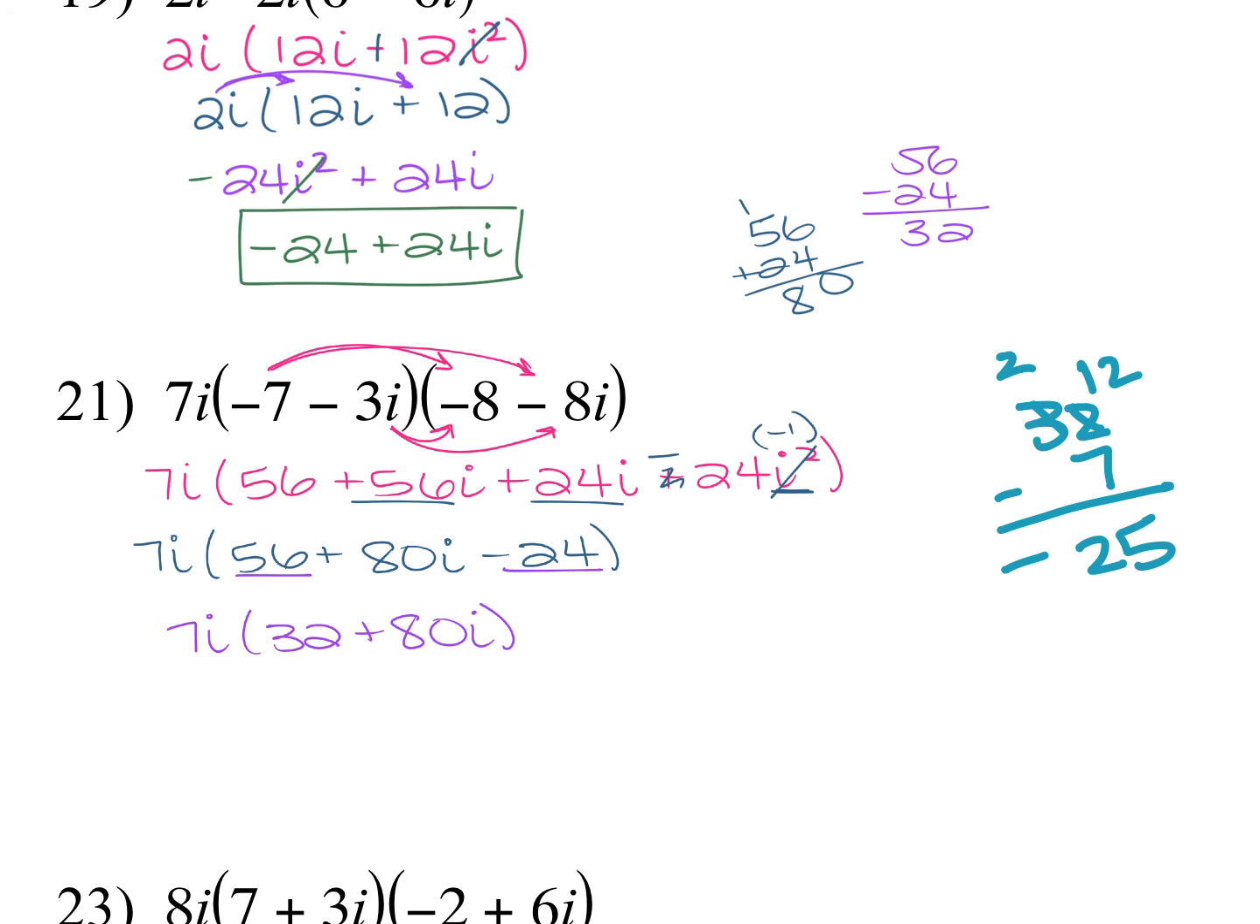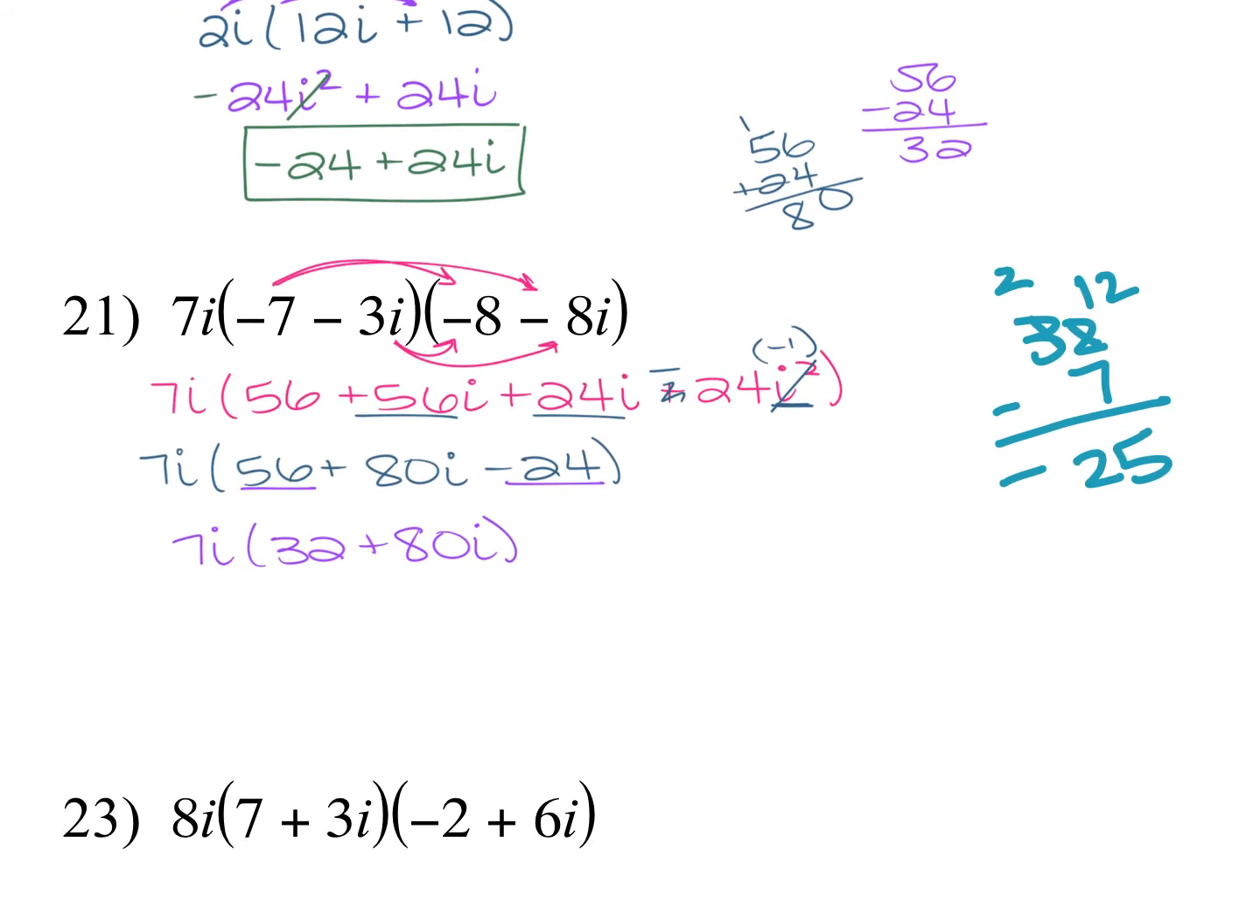From here, distribute the 7i in. So we have 7i times 32. So 7 times 2 is 14. Carry the 1. 7 times 3 is 21, plus 1 is 22. So that's 224i.